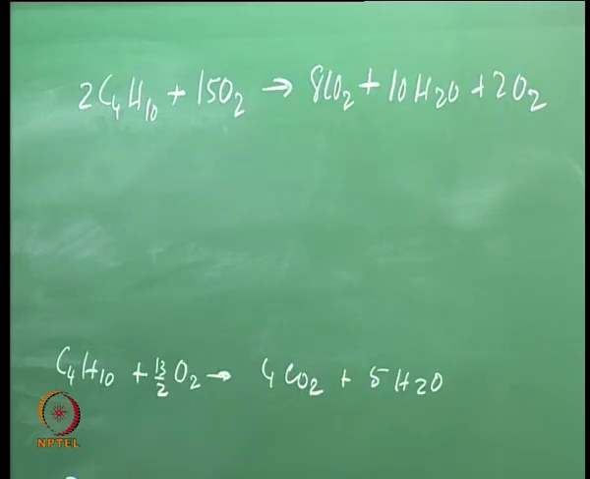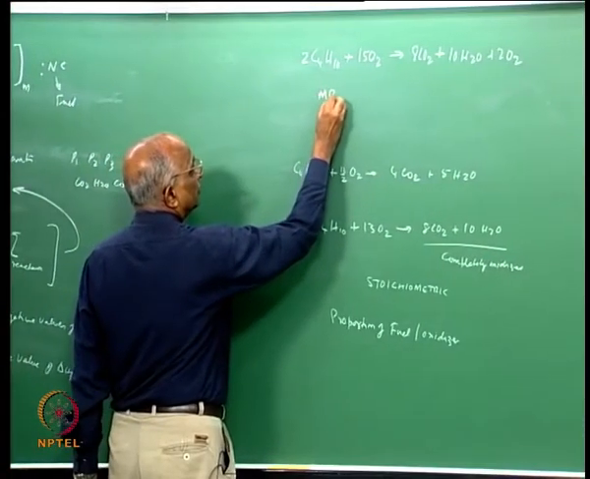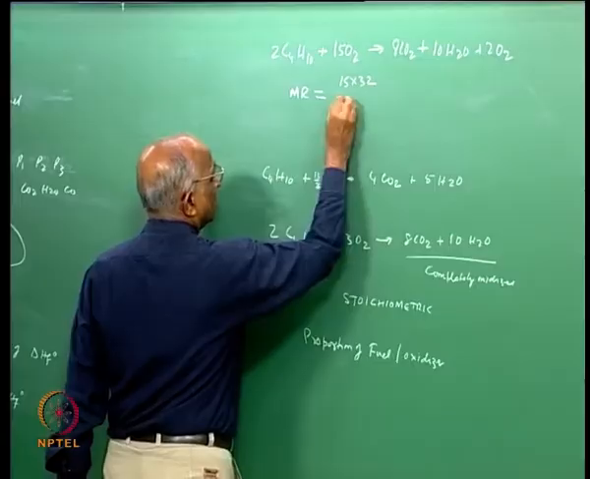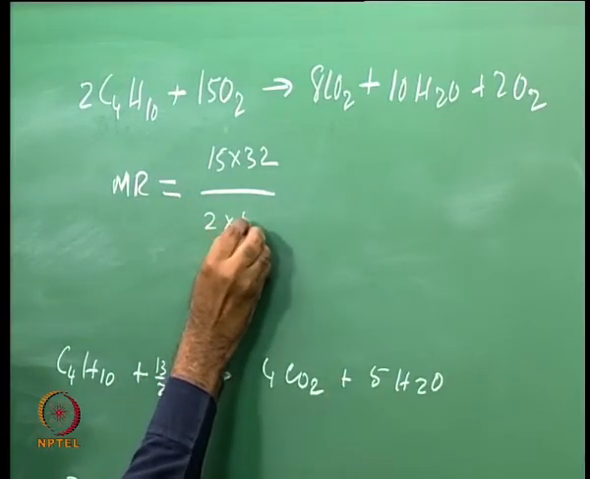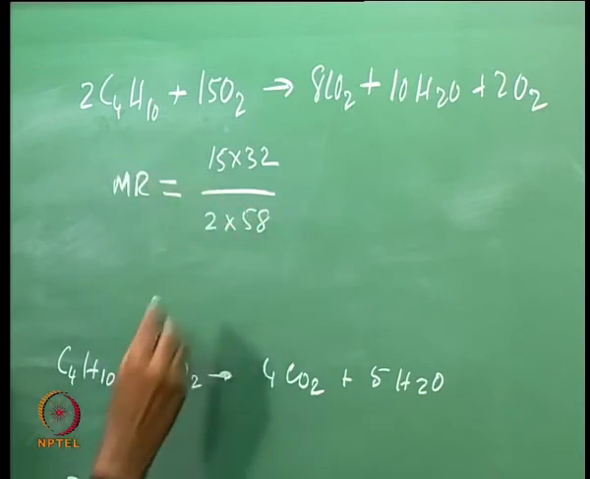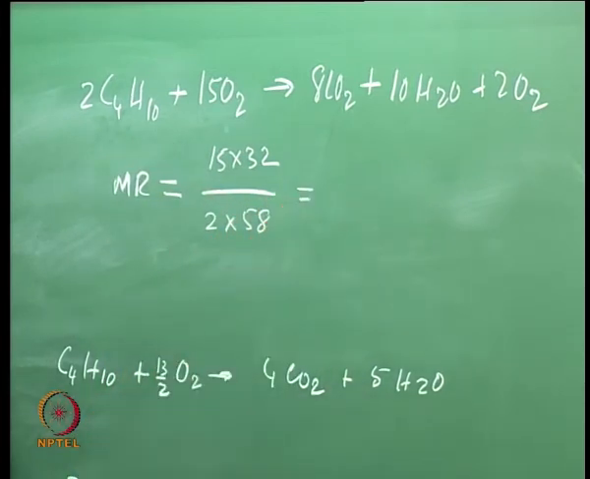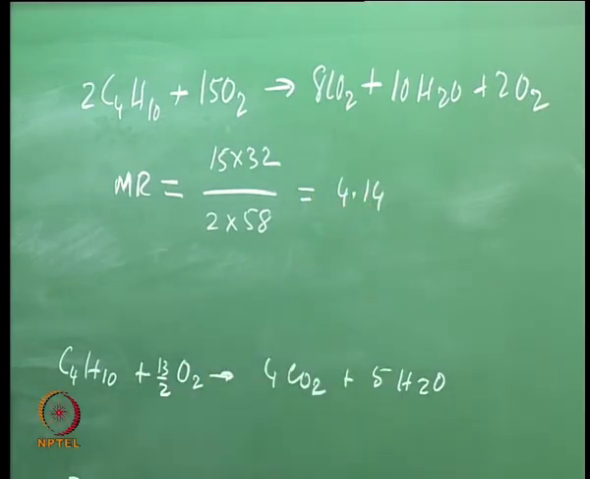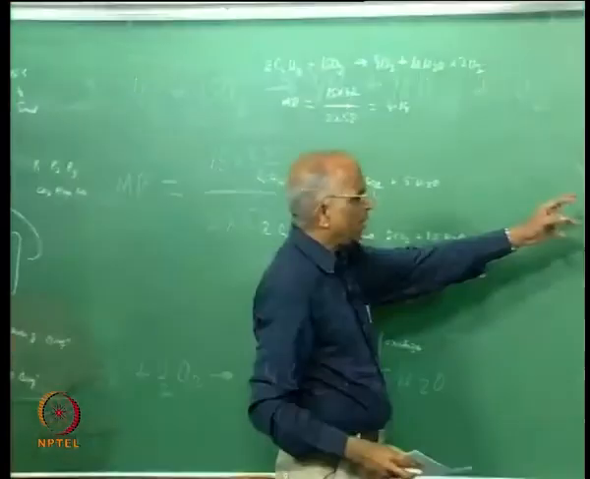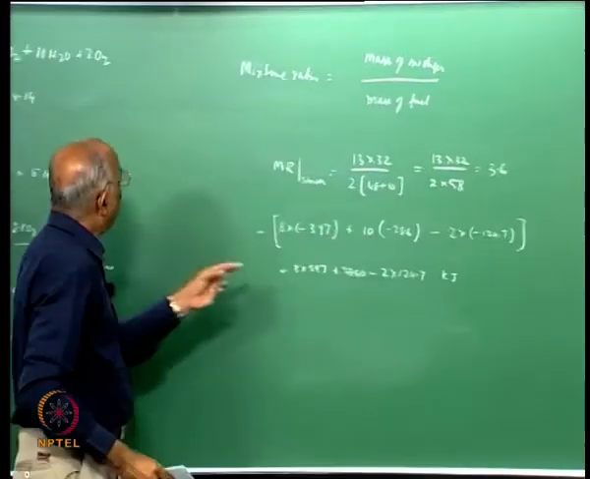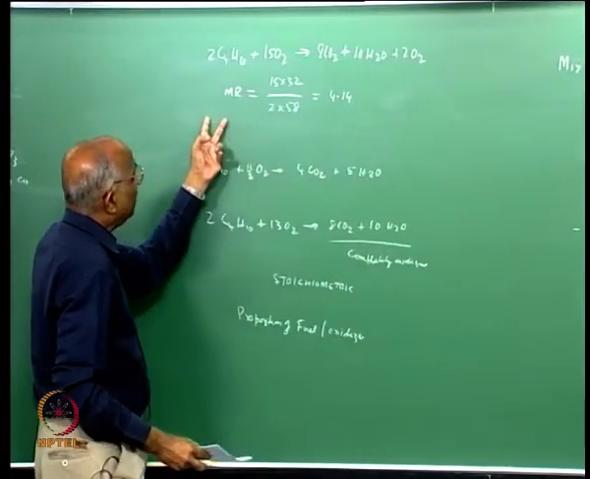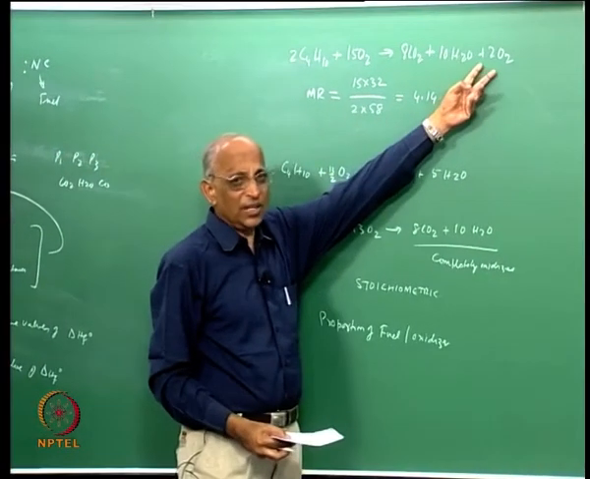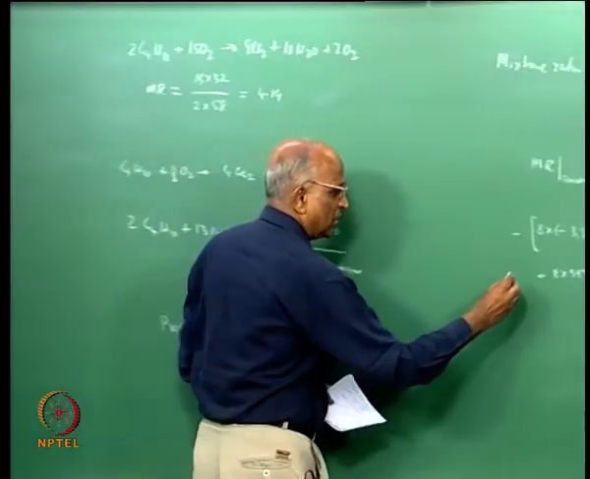What is the mixture ratio for this reaction? It is equal to 15 into 32, the mass of oxidizer, over the mass of fuel, 2 into 58, which we just now said is 48 plus 10, 58. This gives me a value of something like 4.14. That means the mixture ratio has gone up from 3.6 to 4.14. And what is the heat release in this reaction? Is it going to be any different from that one? It will be the same, because the extra oxygen does not react, therefore the heat of reaction is still at the same value.